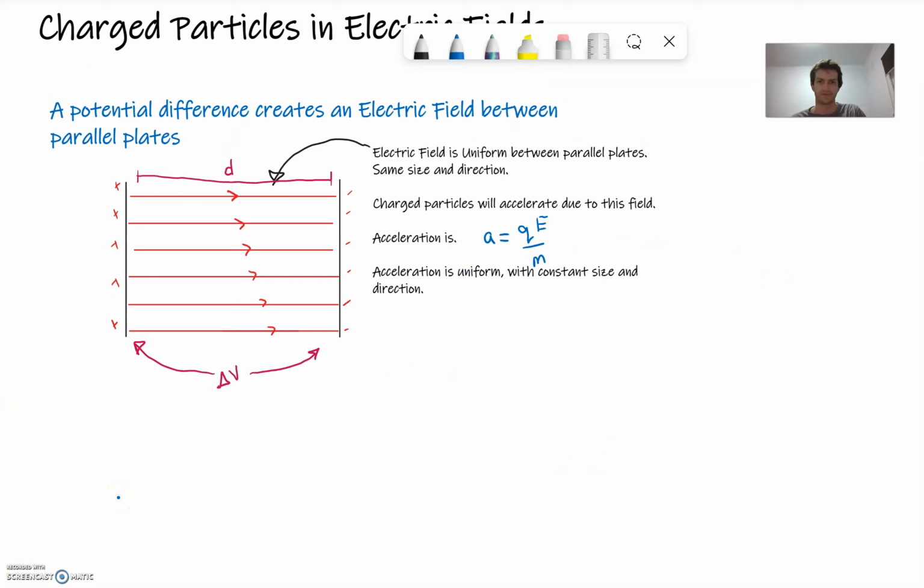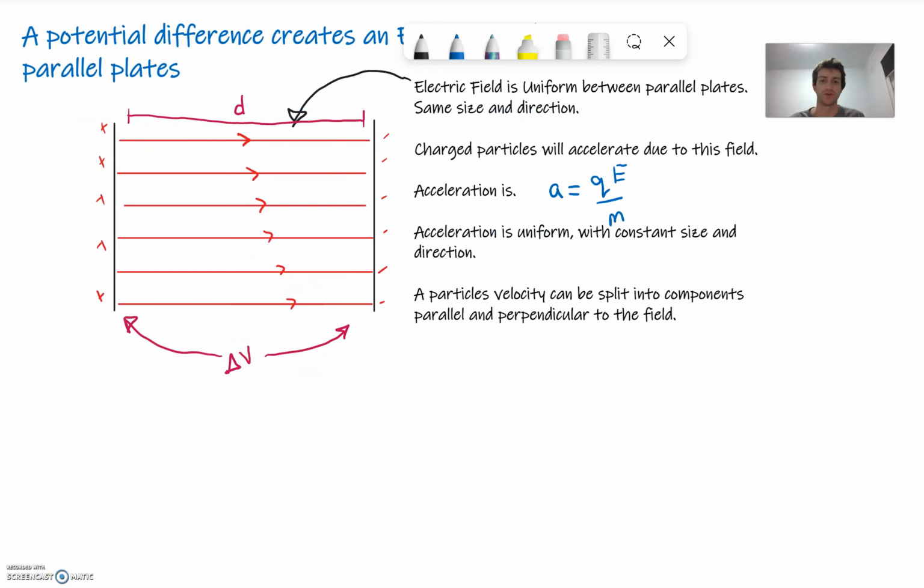If we backtrack a bit here, just a reminder, we have an electric field here that is uniform. It's the same size and direction everywhere between the parallel plates. Because it's an electric field, charged particles will accelerate in that field, and the acceleration is given by this equation here. So because acceleration is directly proportional to the electric field strength, the acceleration will also be uniform with constant size and direction. So we can have movement of charged particles in here, and they'll only get acceleration of a constant size and direction. And that's going to describe the kind of motion we expect to see for particles that are in this field. Describe the motion.